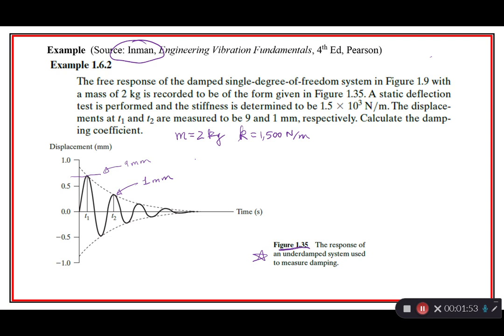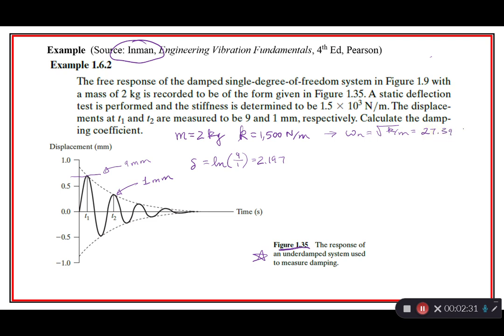But from this we can get the log decrement, which is going to be the natural log of 9 over 1. I'm not going to write out the equation again, but this is just 2.197. From here we can also get the undamped natural frequency, square root of K over M. I don't have to plug those in; you have 1,500 divided by 2, square root of it. You can plug that in yourself and get 27.39.